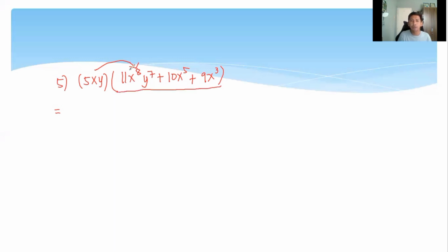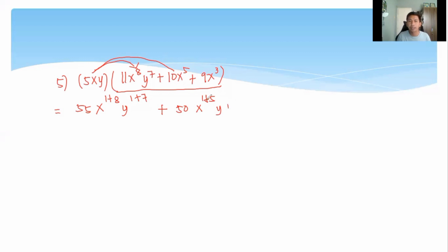Okay? So 5xy times 11x raised to 8 y raised to 7. So 5 times 11, that will give us 55. X raised to 1 plus 8. Y raised to 1 plus 7. Okay? Plus 5xy times 10x raised to 5. So we now have 5 times 10, that will give us 50. X raised to 1 plus 5. Y. Kasi wala namang y yung second term ng polynomial.